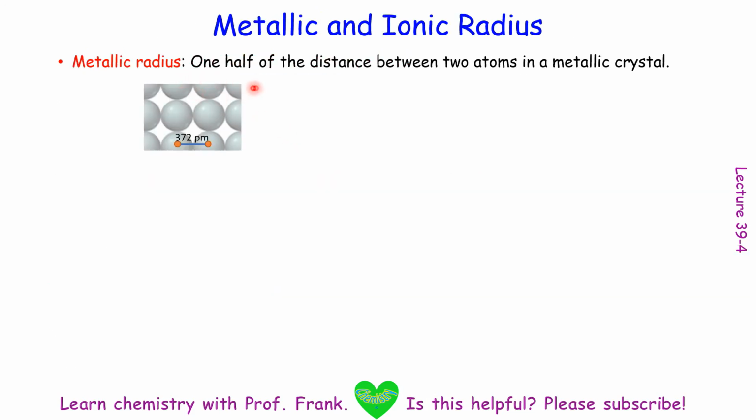The metallic radius is 1/2 of the distance between two atoms in a metallic crystal.